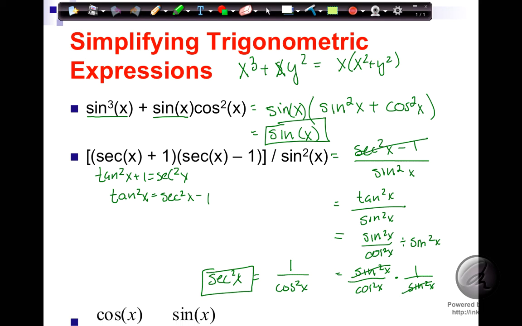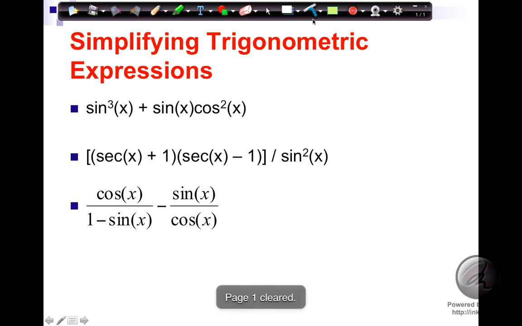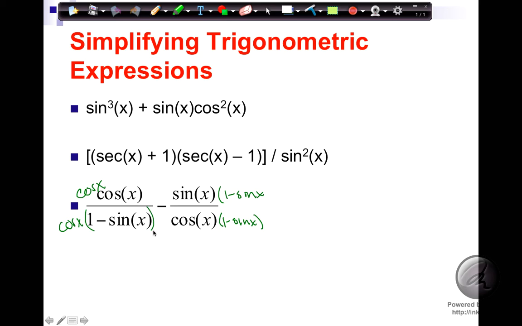So again, this big ugly thing just becomes secant squared x. All right, I think I have one more on this page here. I do. I purposely give this problem because nobody likes fractions. From looking at this, I can't actually do anything to it. However, I have two fractions and I can create common denominators. The common denominator here is just going to be the product of the two. So here I'm going to multiply by 1 minus sine of x over 1 minus sine of x. And here I'm going to multiply by cosine of x over cosine of x.